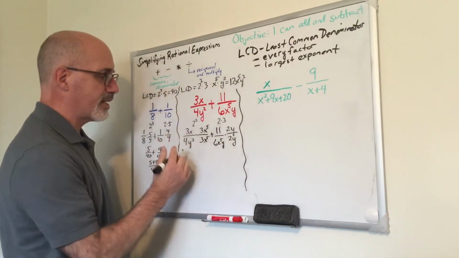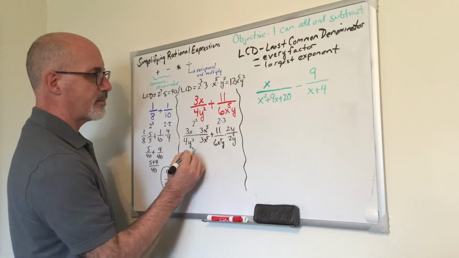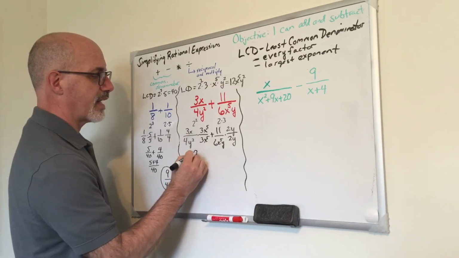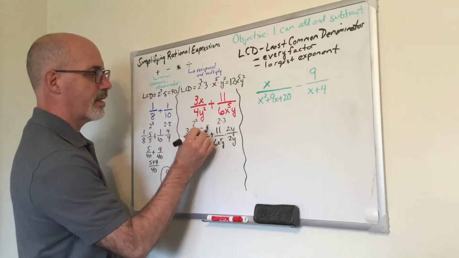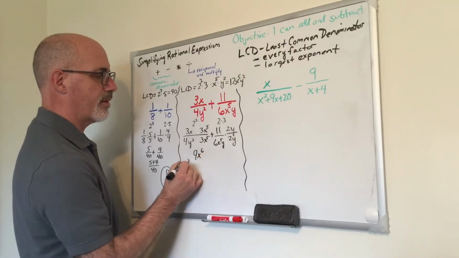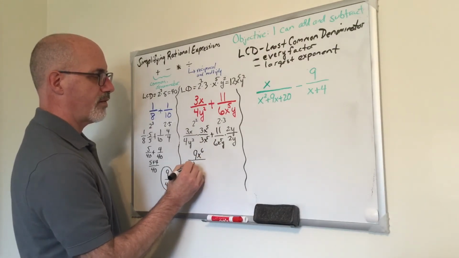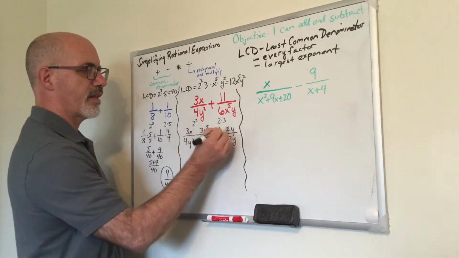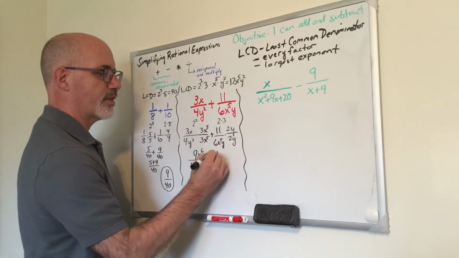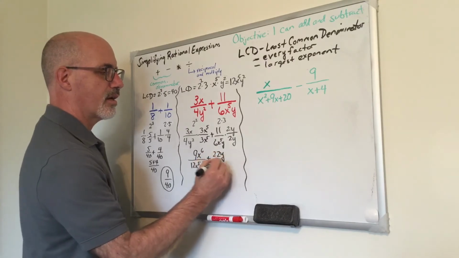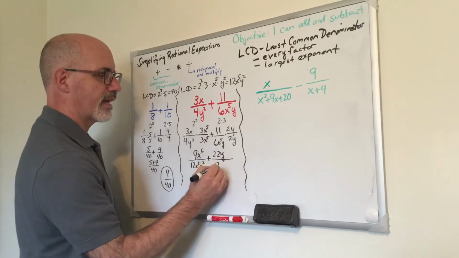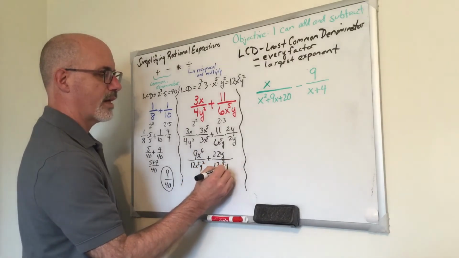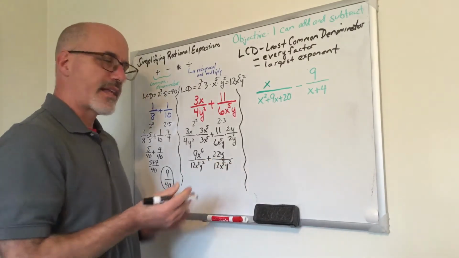Now let's simplify each of these fractions. 3x times 3x to the 5th is 9x to the 1 plus 5 gives me 6th power, all over 12 x to the 5th y squared, plus 11 times 2y gives me 22y, all over my 12 x to the 5th y squared. Now I've got the common denominator.